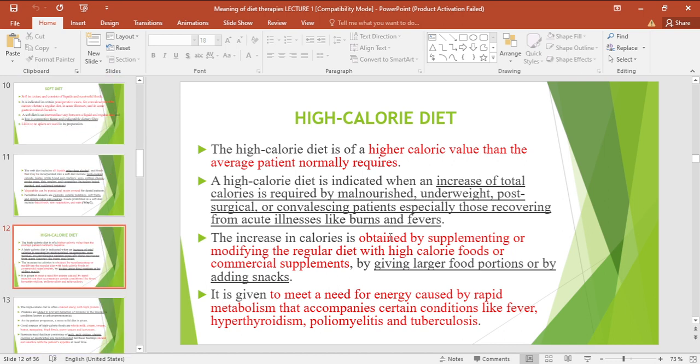Then we have the high calorie diet. This is a diet of a high caloric value compared to the average patient requirements. A high calorie diet may be indicated when there is an increase of total calories required by a malnourished, underweight, post-surgical or convalescing patient, especially those that are recovering from acute illness.